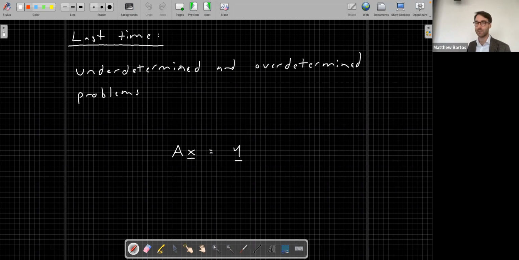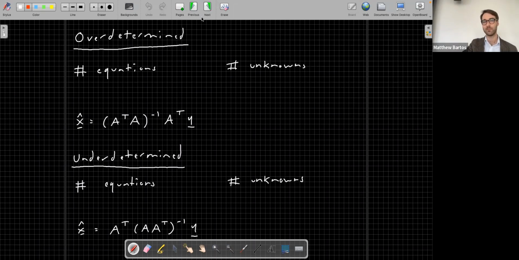But if that is not the case, there are two different types of problems that we looked at. There's the overdetermined problem, and then there's the underdetermined problem. So let's just quickly recap. For the overdetermined problem, how do the number of equations relate to the number of unknowns? First of all, what shape is A? Tall. So there's more equations than unknowns. And does a solution exist to this set of equations? No. So no solution exists.